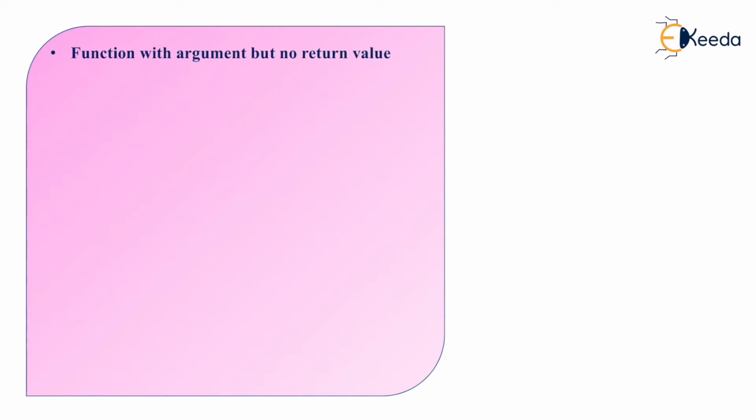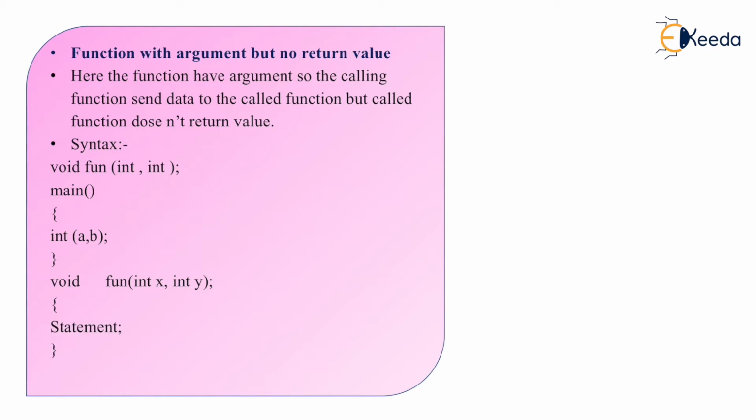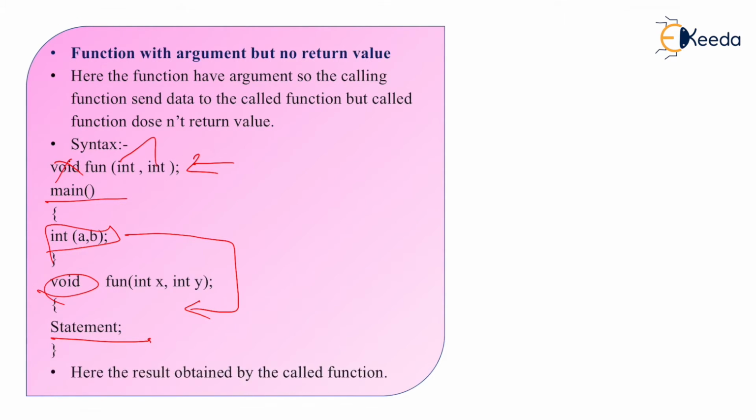Function with argument but no return value. Here the function has arguments, so the calling function sends the data to the called function, but the called function doesn't have a return value. You see the syntax? The function has two arguments without a return type. Inside the main block, this function gets called with the arguments. And the definition of this function is given over here. But there is no return statement because the function is not returning anything. Now we'll see the example.